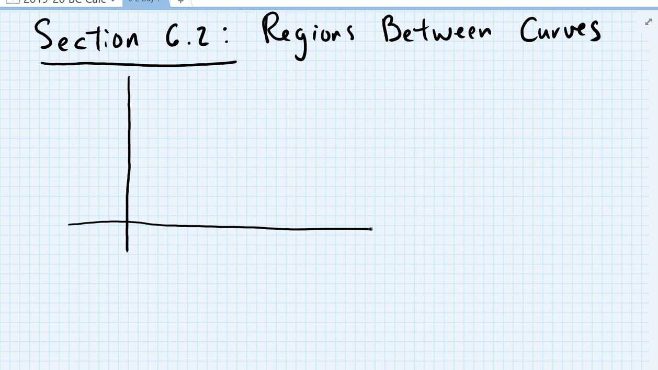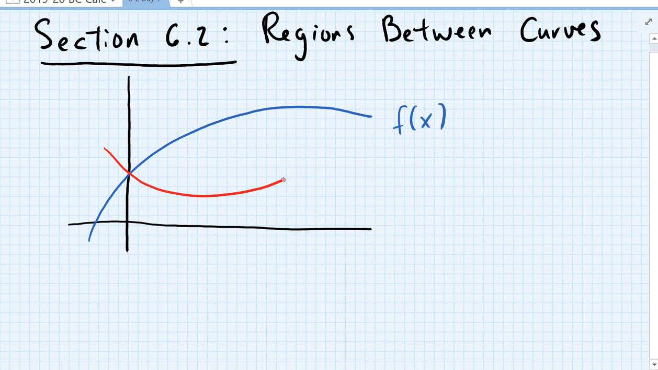So I'm going to have an upper curve, and we'll do that in blue. And we're going to call this one f of x. And then I'm going to have a lower curve, and we'll draw it like this. Here's my lower curve. That's g of x. And if I want the region between the curves, I want this area right here. So I'm going to do a different color. I want this area right here.